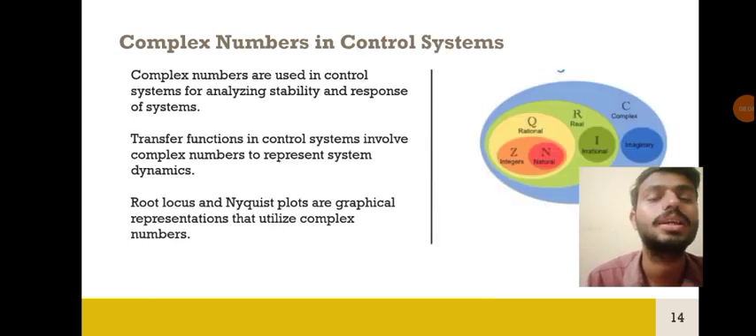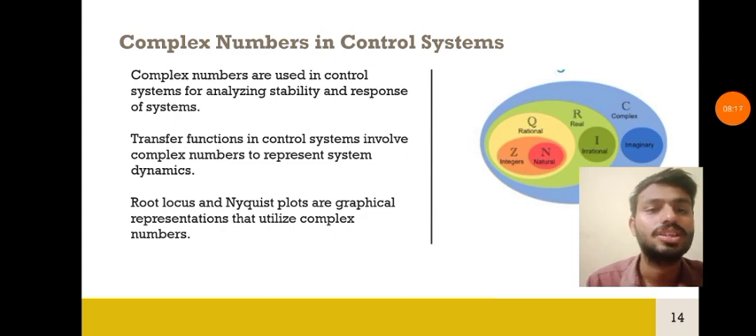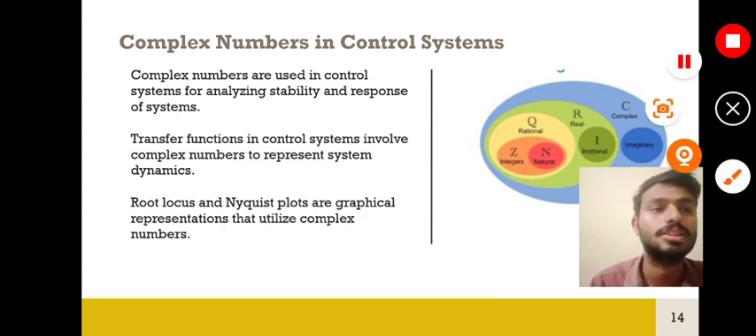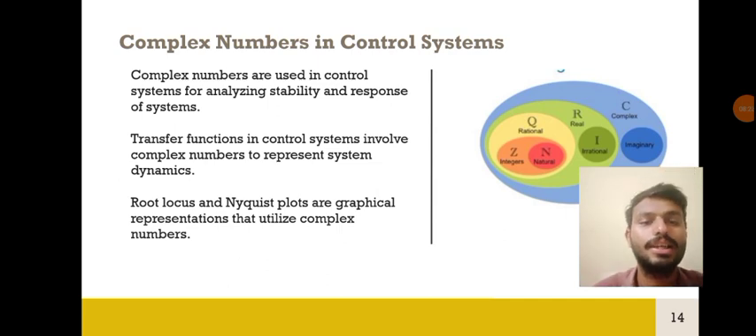Complex numbers in control systems. Complex numbers are used in control systems for analyzing stability and response of systems. Transfer functions in control systems involve complex numbers to represent system dynamics. Root locus and Nichols plots are graphical representations that utilize complex numbers.